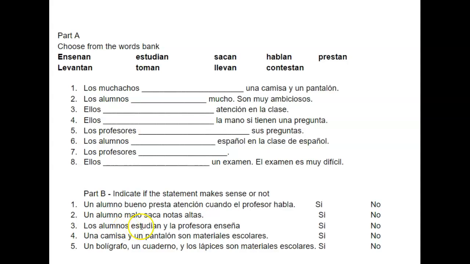Los alumnos estudian y la profesora enseña. Yep. The students study and the professor teaches. That one would be sí. Una camisa y un pantalón son materiales escolares. No. Materiales escolares are school supplies. So that would be no for that one. Un bolígrafo, un cuaderno y los lápices son materiales escolares. Yes, those are school materials. A pen, a notebook, and pencils.